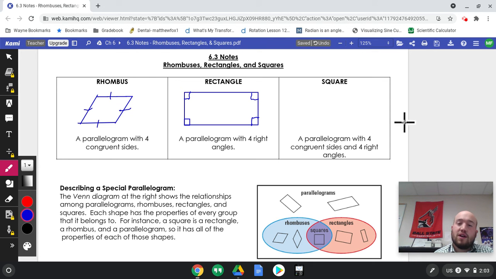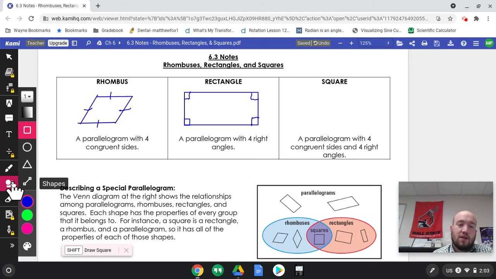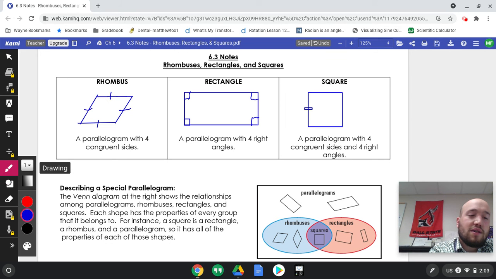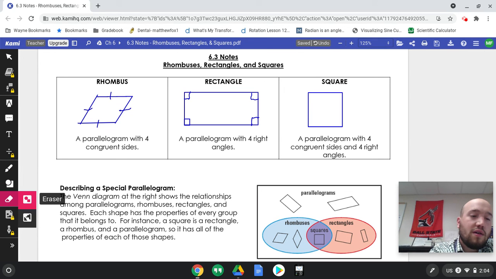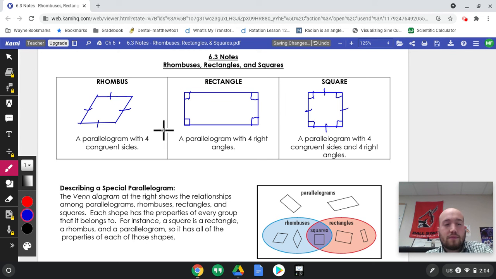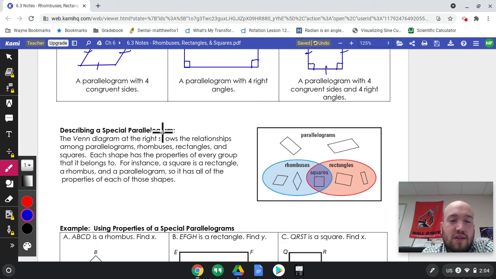Now the last one, square, this is probably the most common shape that we're going to talk about today that you've heard of. So our square, not only are each of the sides congruent, so 1, 2, 3, 4 sides that are congruent, but also four angles are congruent, and they are each going to be 90 degrees or a right angle. Okay.